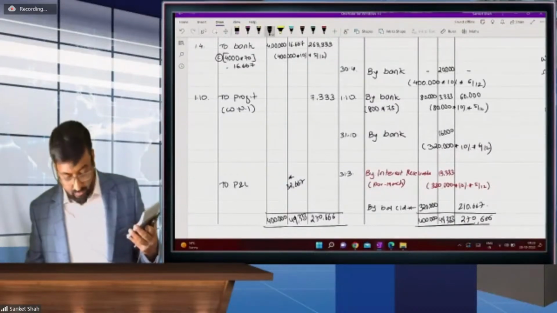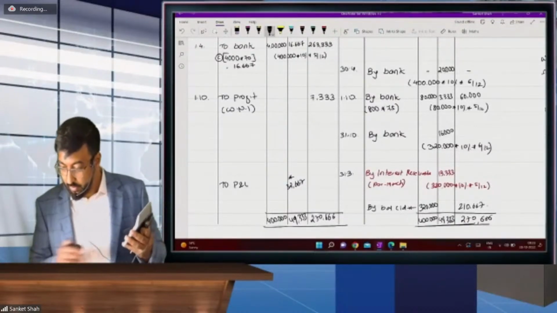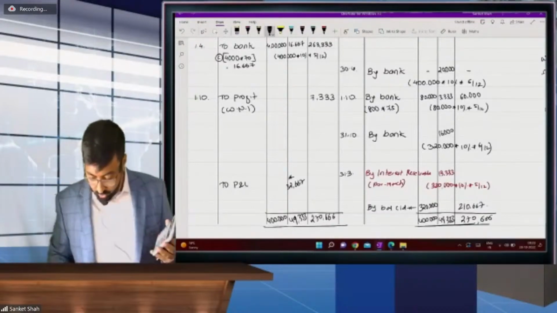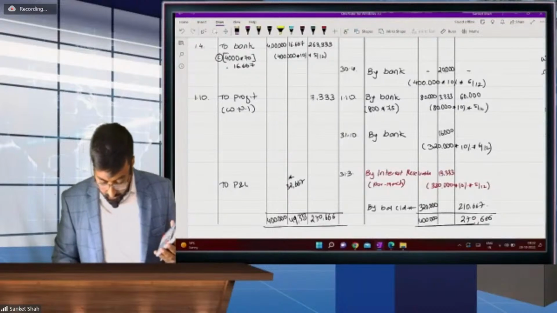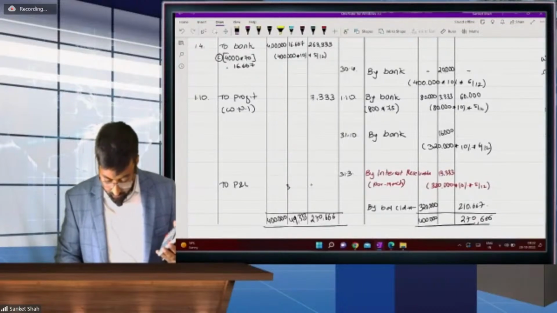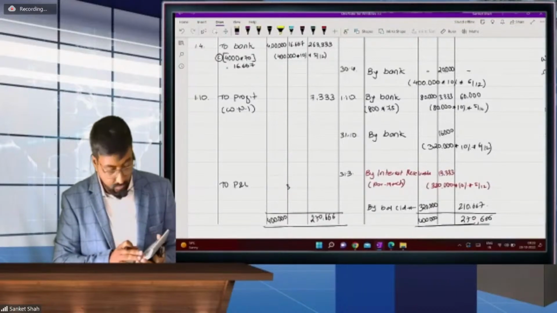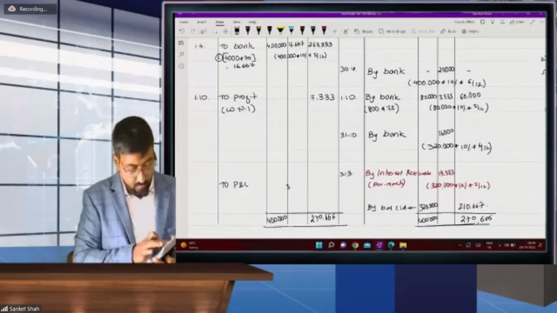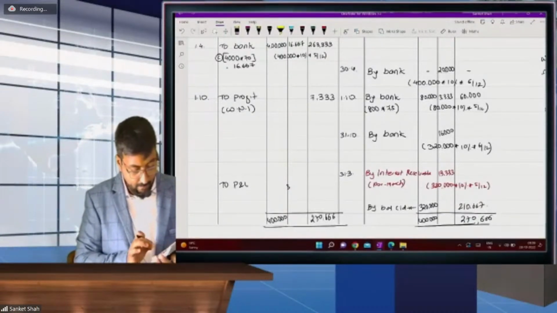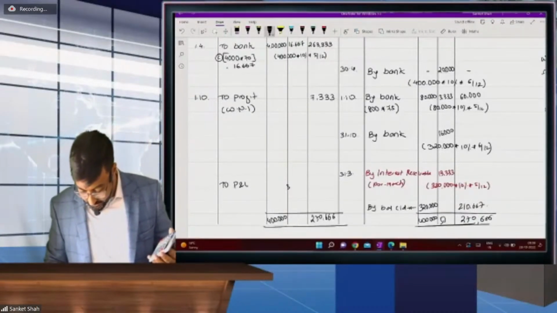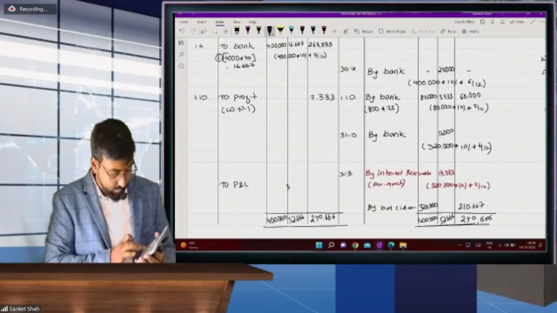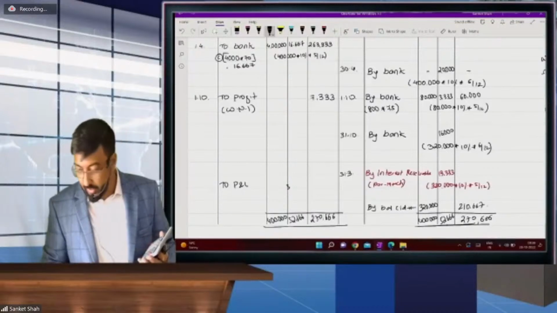कुछ गलत हुआ है क्या? कुछ तो गड़बड़ हुआ. Oh, sorry. 3,333 नहीं लिया. Sorry, this is not the correct amount. 20,000 plus 3,333. I consider only 52,666.